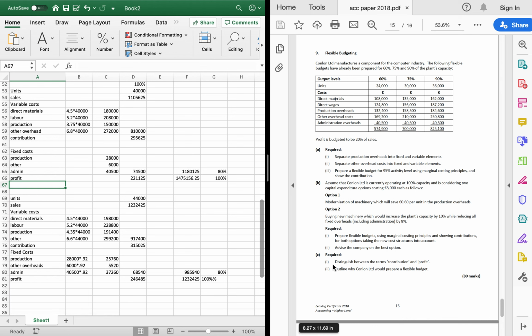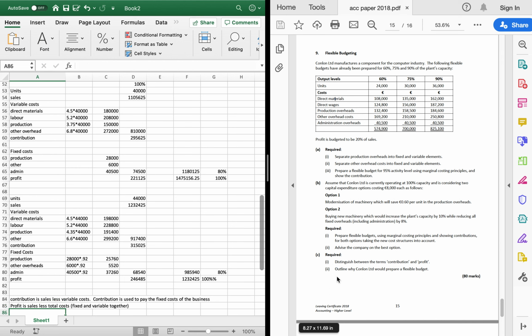Part C, distinguish between contribution and profit. Contribution is sales less variable costs, and contribution is used to pay off the fixed costs. So variable costs and contribution is used to pay the fixed costs of the business. Can't really know what else to say there. Profit is sales less total costs, which would be your fixed and your variable together. Okay, so that was straightforward enough.